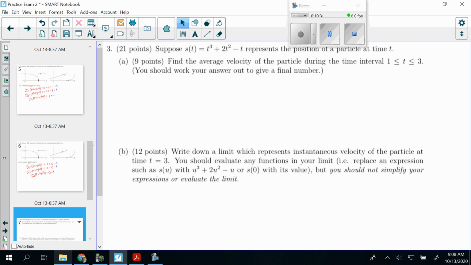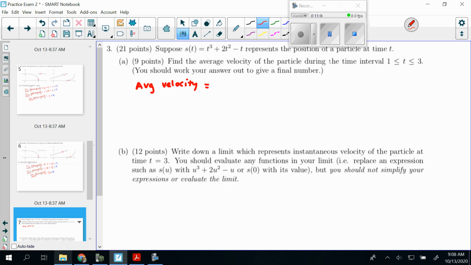All right, problem 3 says, suppose that this function s represents the position of a particle at time t. Find the average velocity during the time from 1 to 3. Show your work for how you get the final answer. So on this one, average velocity or average rate of change is talking about slope. So to find average velocity here, since we're doing position, it's position over time.